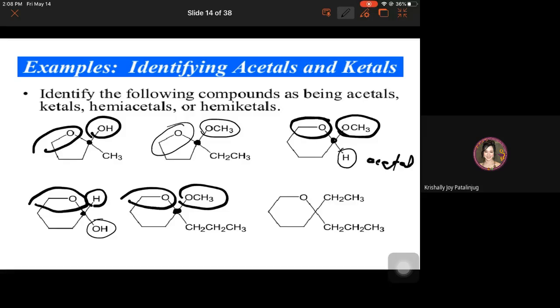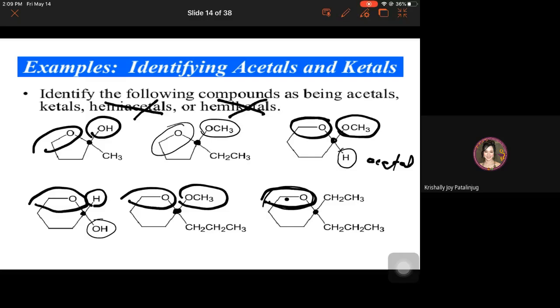What about the last structure? You have an OR, but there is no second OR. None. Very good. It's none. Did we see an OH? If we did not see an OH, then it is not a hemi. So for acetal and ketal, what is the consideration? There must be two OR. Right? There must be two OR. This one has only one OR. So none of the above.